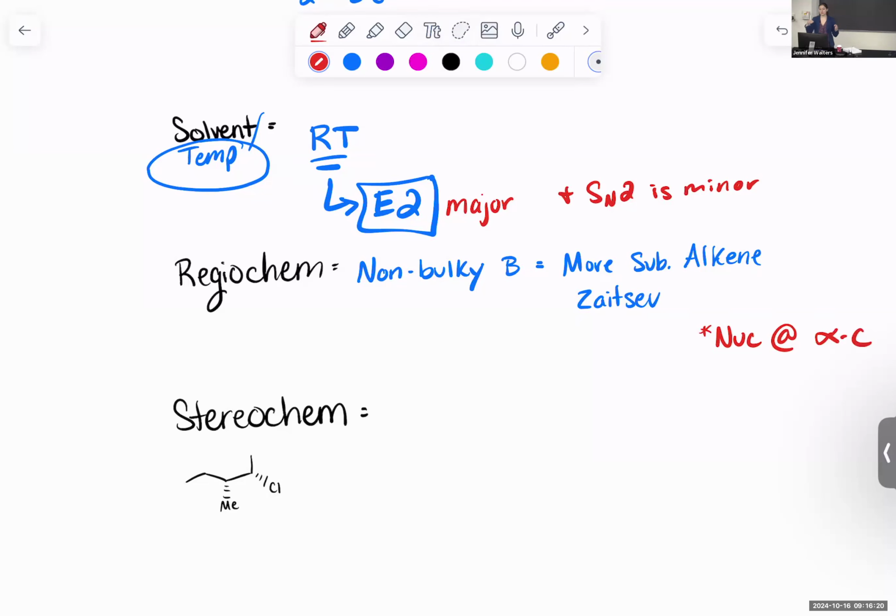Right, you attack the carbon that has the leaving group. So the regiochemistry where you react is going to be that carbon with the leaving group. You attack that exact carbon for SN2.